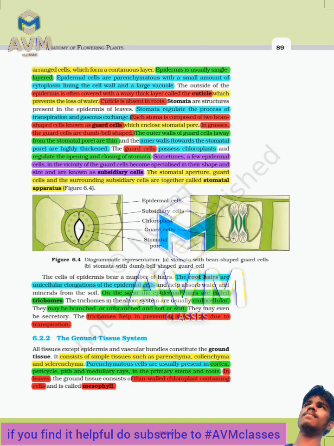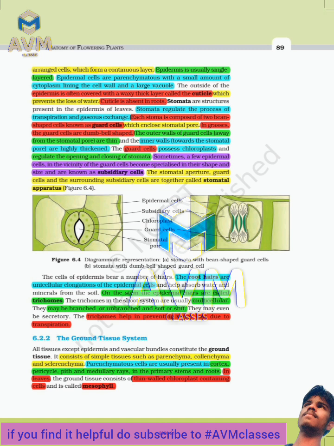Cuticle is absent in roots. Stomata are structures present in the epidermis of leaves. Stomata regulate the process of transpiration and gaseous exchange. Each stoma is composed of two bean-shaped cells known as guard cells, which enclose the stomatal pore.